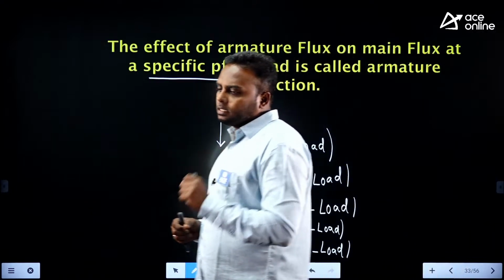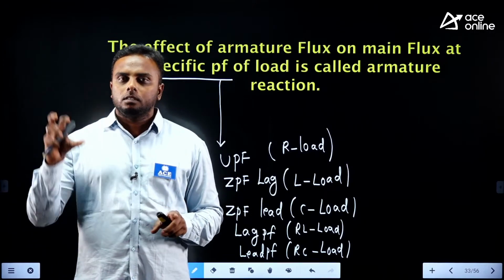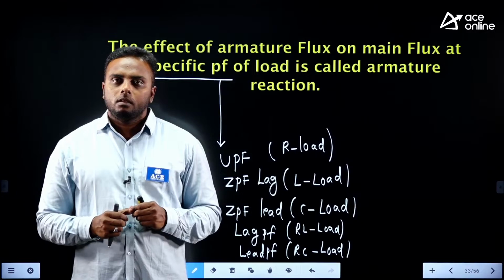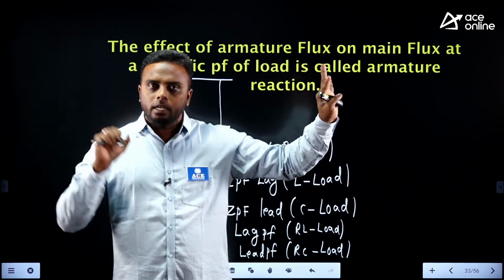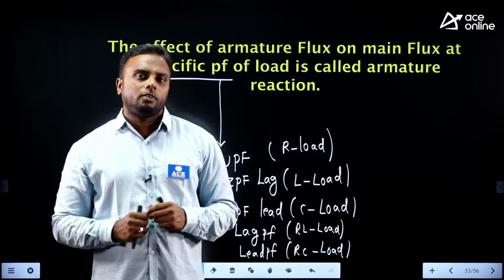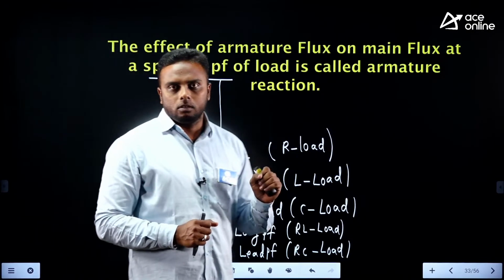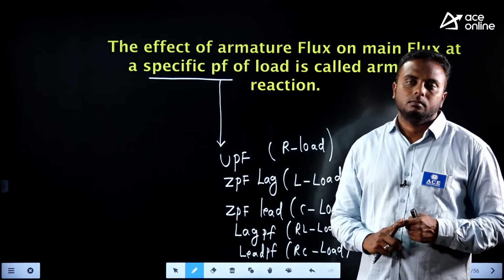Take the example of a synchronous machine. In a synchronous machine, the stator RMF is nothing but the armature flux, 3-phase. Whenever a 3-phase load is there, 3-phase currents will flow in the winding, an RMF will develop, and that RMF is nothing but the armature flux only. This armature flux is rotating at synchronous speed.